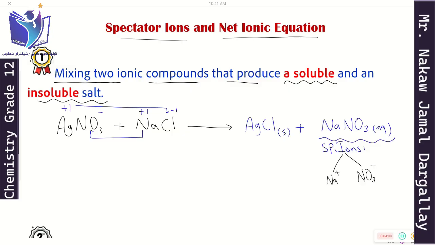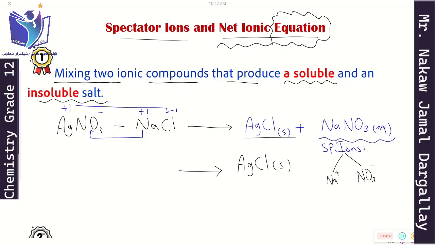But for the net ionic equation, we can write the net ionic equation from the insoluble product directly. But as you know, net ionic equation is an equation. That means you have to write an equation. How to write net ionic equation? We write the insoluble salt in the product and its ions from the reactants. That means Ag positive and Cl negative. This equation is called net ionic equation.